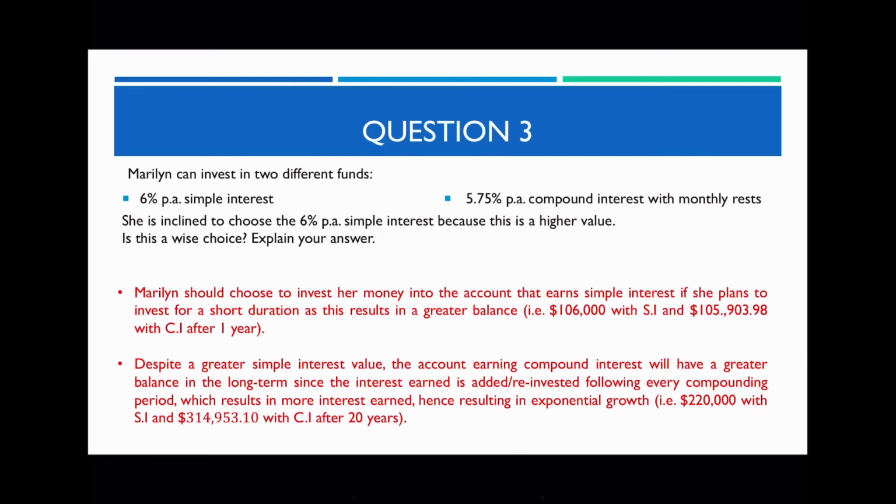So the way that you should be answering these questions is you'd say Marilyn should choose to invest her money into the account that earns simple interest if she plans to invest for a short duration, so maybe a couple of years, as this will result in a greater balance. Despite a greater simple interest value, the account earning compound interest will have a greater balance in the long term since the interest earned is reinvested. So again, pretty much restating this exact same thing, but I'm just tweaking it such that it will address this particular scenario, this context. This is what I would strongly encourage you to include in your cheat sheet.